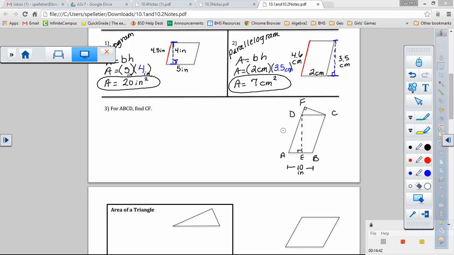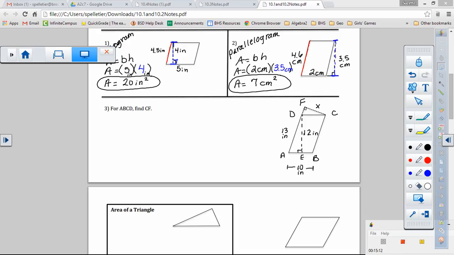The side AD is 13 inches. This height is 12 inches. That's a 12, see if I can fix that for you. So 12 inches, there we go, looks better. And you have to find this segment. We're going to call it X. So I want to know what that height is over there on the outside.